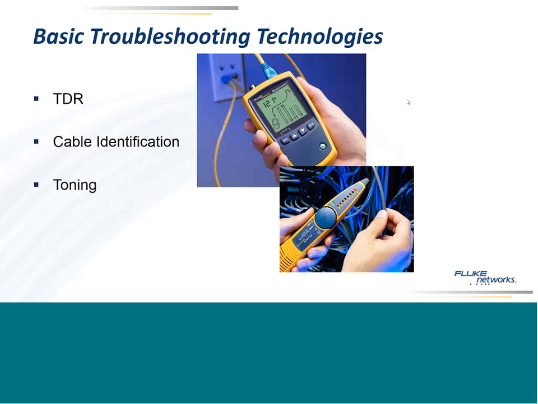It's even easier than using the cable identifiers. You can just put the toner in the office, say, and go back to the patch panel and start plugging the probe into the jacks until you see the one where you get the loudest signal. That's the one you're plugged into.